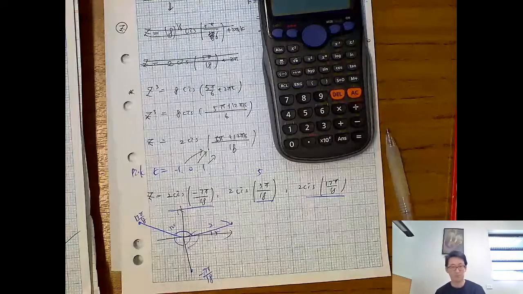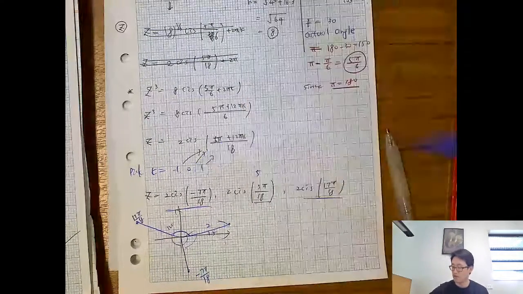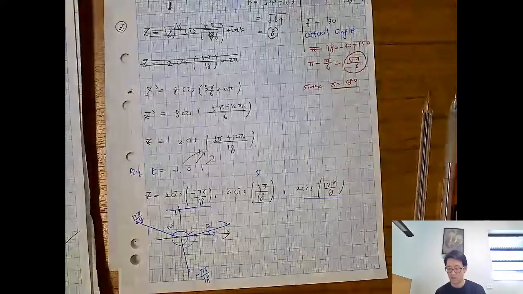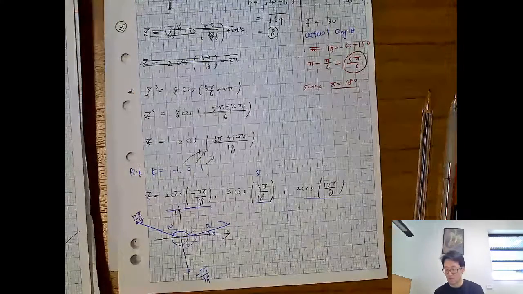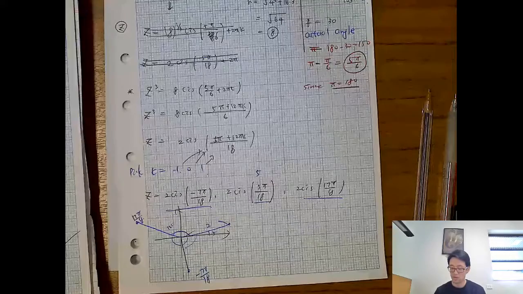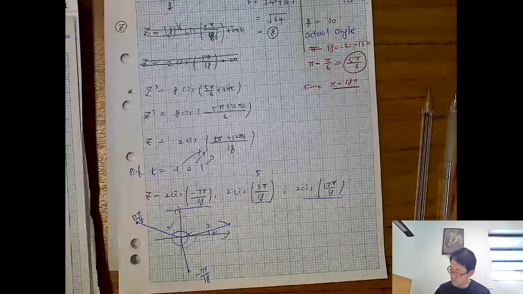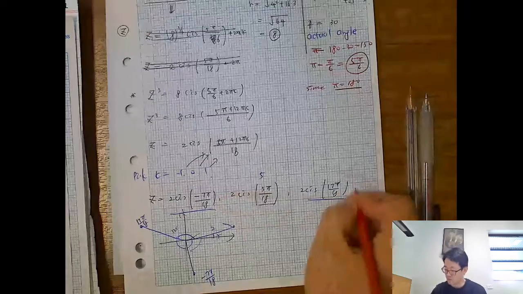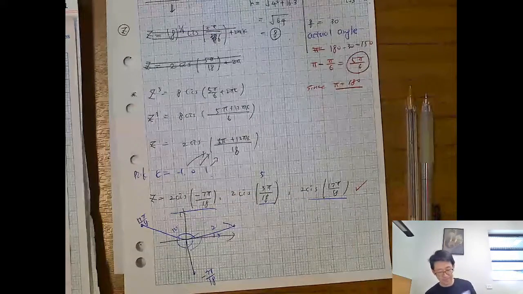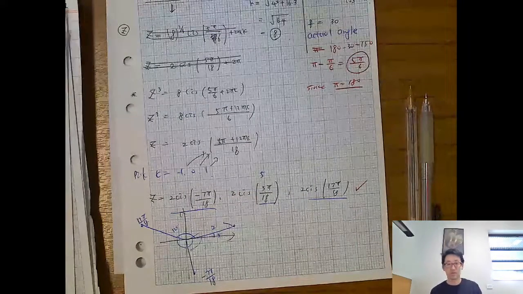Yeah, you don't have to make rectangular form unless they ask you. And you know cis is cosine plus sine, so you can work that out as well. But in this case, because you can't really use tables, I'll just leave it that way. Sounds good?